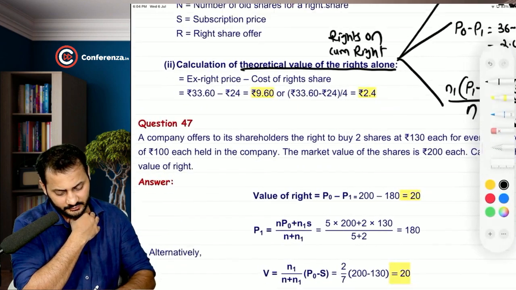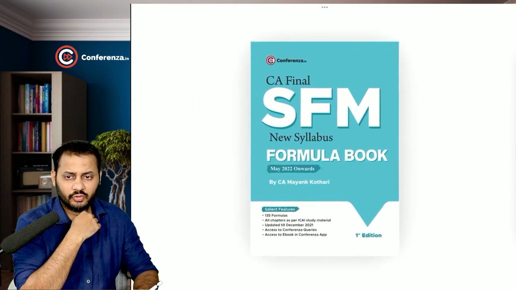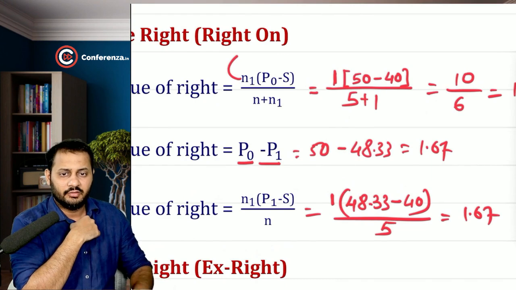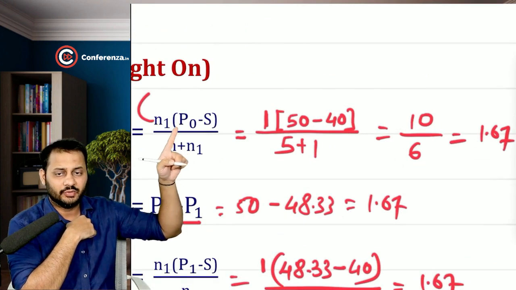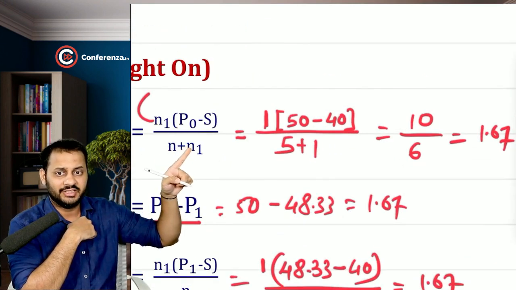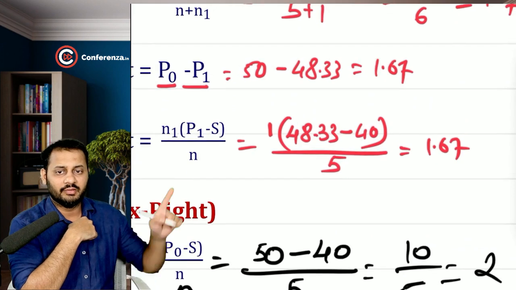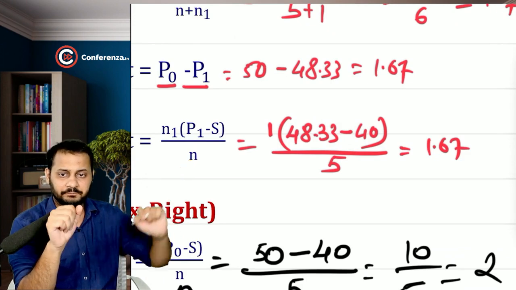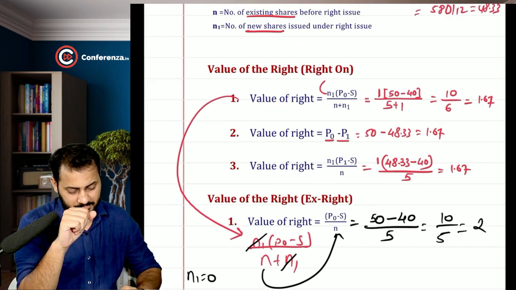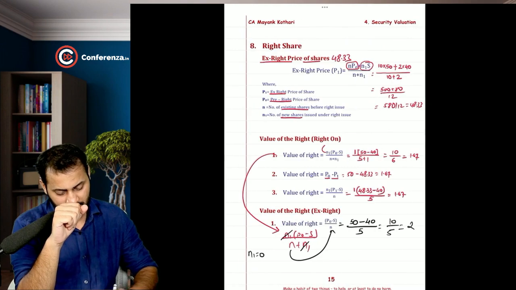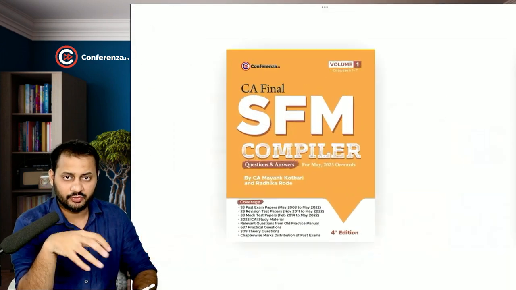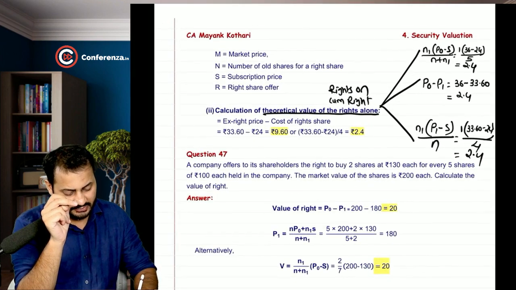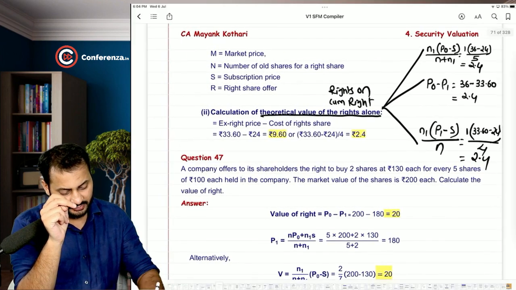Let's just find out once again. The third formula is P1 minus S by N. When you do P0 minus S, you will have to take N plus N1, the additional shares also. But when you do P1 minus S, you will have to just take the existing shares, not the additional shares. So all three formulas will give you the same answer in this case: 2.4, 2.4, 2.4. That is the value of the right per share.